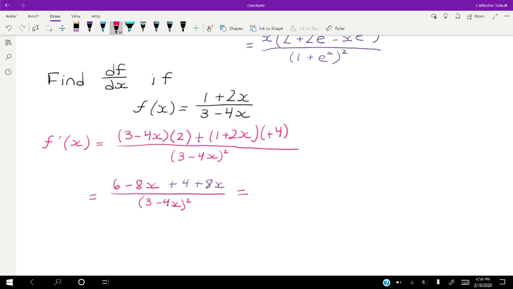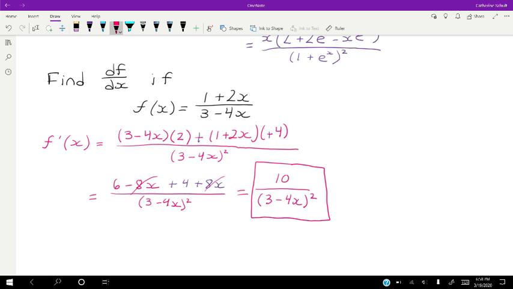Okay, what can we do? Love it when things cancel. It's like my favorite. 10 in the top, 3 minus 4x all squared. Can we do anything else to simplify? No, I think this is good. We don't have to multiply that out or anything. All right, there you go.